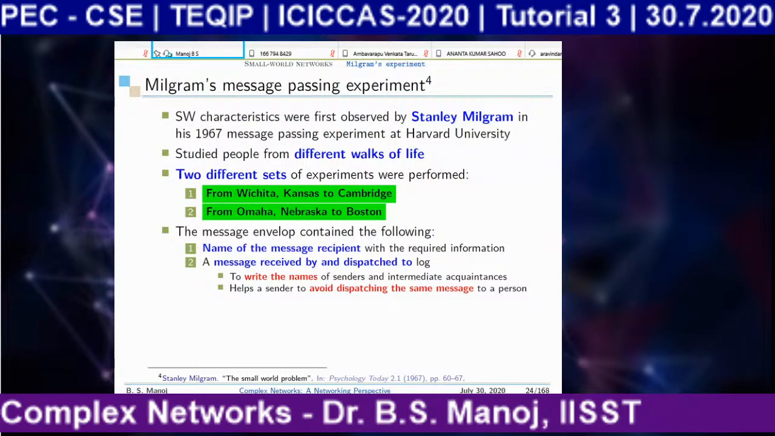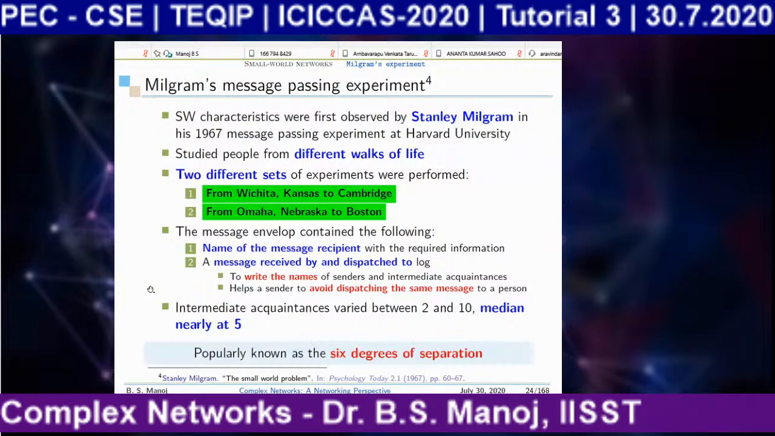Okay? So this is why the term six degrees of separation came into existence. So we concluded that even in a really large population, the number of hops with which separation happens between people is a very small number, something as small as 6. The paper is available in this reference here: Stanley Milgram, The Small World Problem, in Psychology Today, 1967.